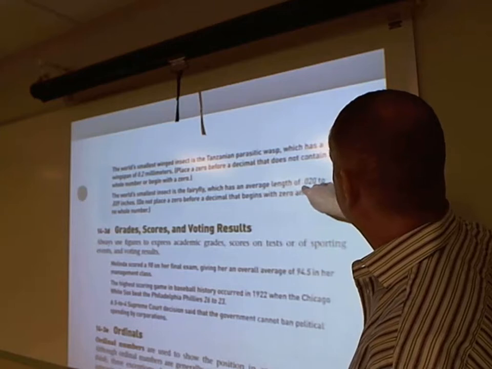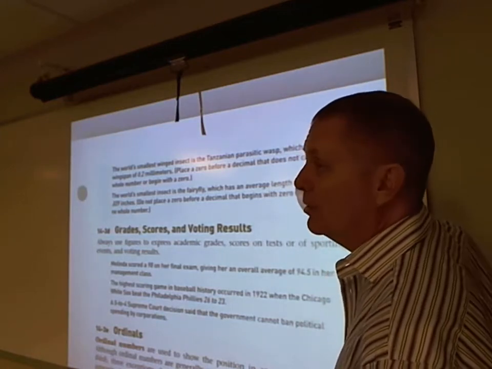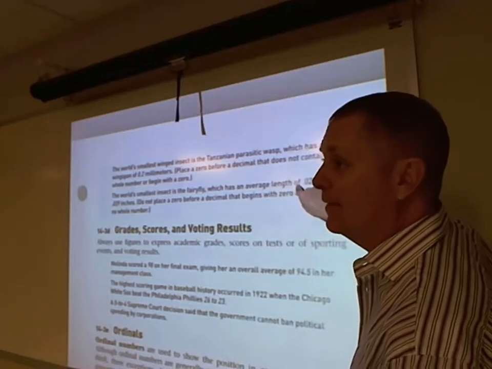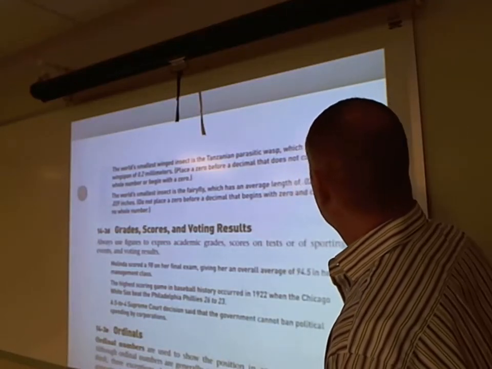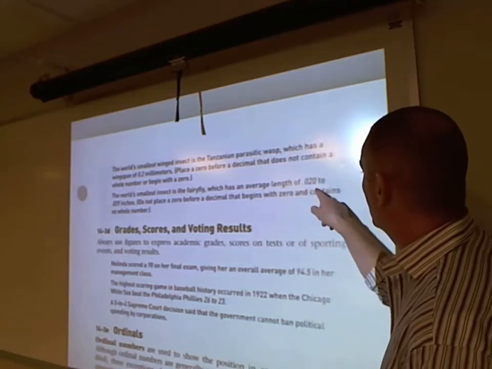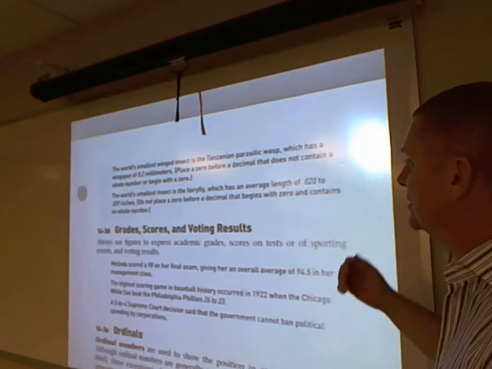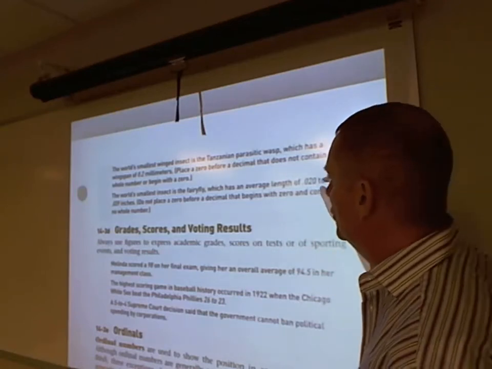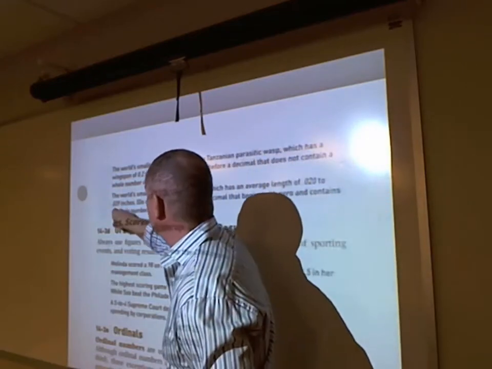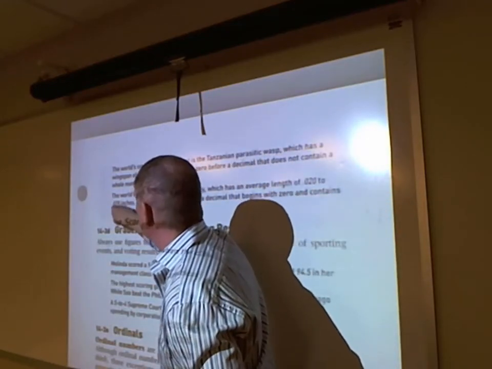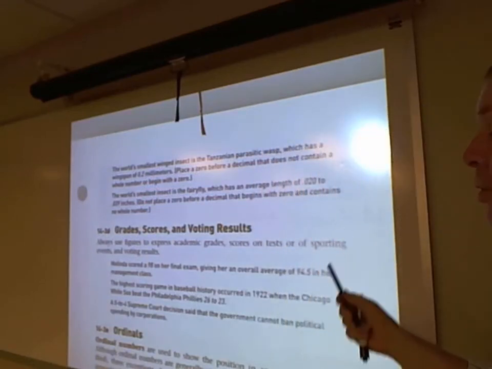interpreted as 20 tenths, hundredths, thousandths, 21 thousandths of an inch. 2.039 inches. That is interpreted as 39 tenths, hundredths, thousandths, 39 thousandths of an inch. Grade scores and voting results are figures. We scored a 98 with an average of 94.5 in the class. The score was 26 to 23, and it was a 5-4 Supreme Court decision.